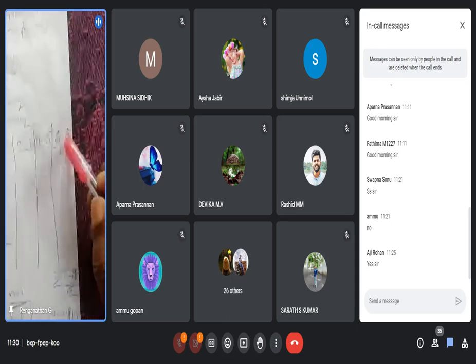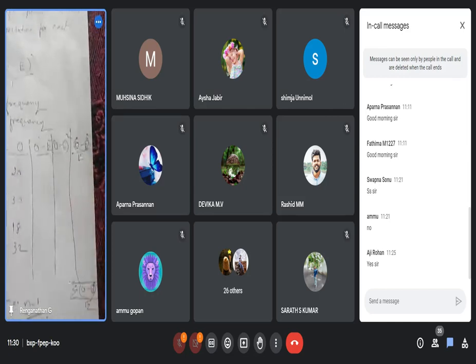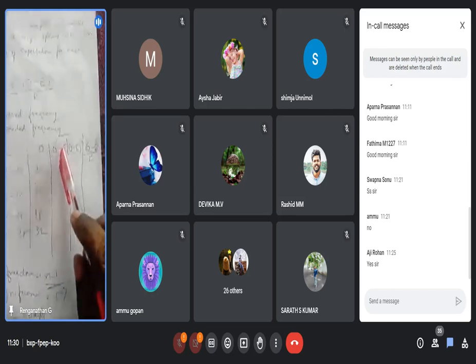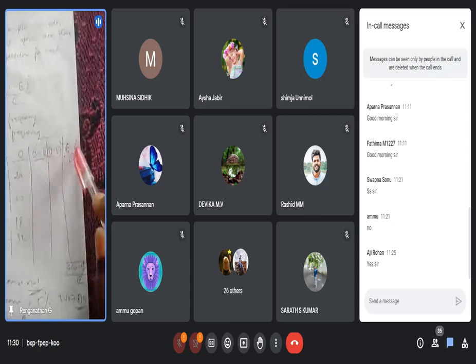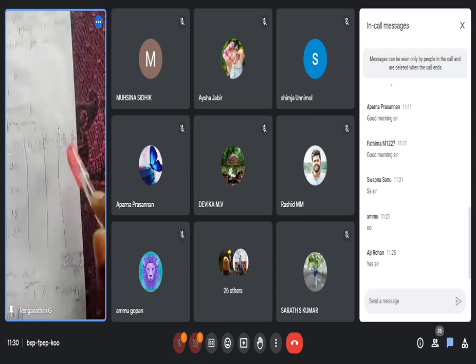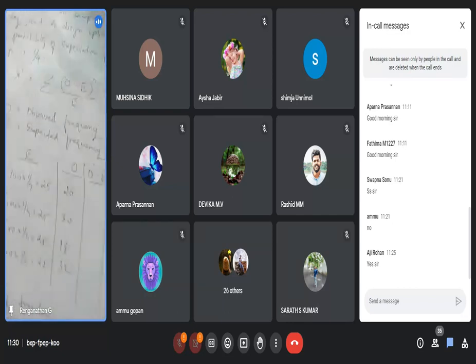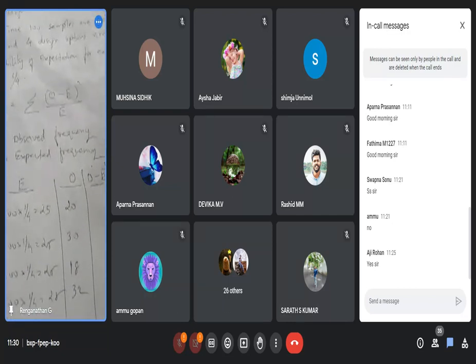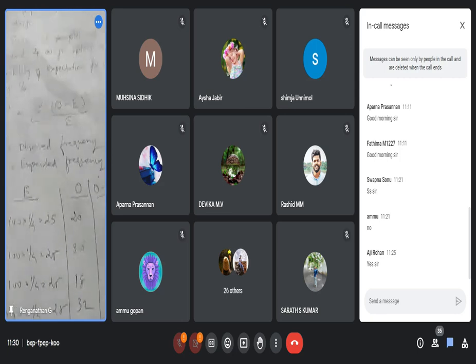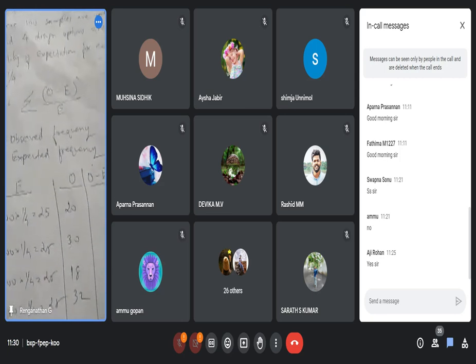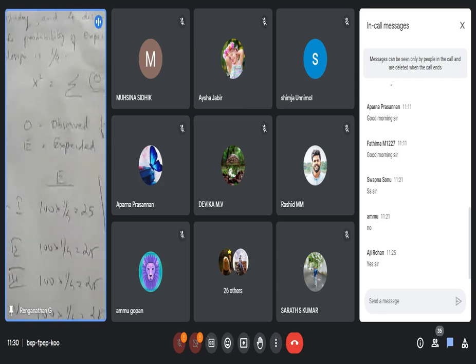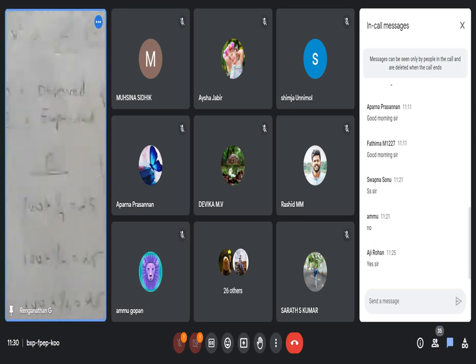What is the total of O minus E the whole square by E? Got it? O minus E, then O minus E the whole square, then O minus E the whole square divided by E. Take the total of the last column and show me the answer. If anybody has any doubt, just ask me. Otherwise, construct the columns and find the value.